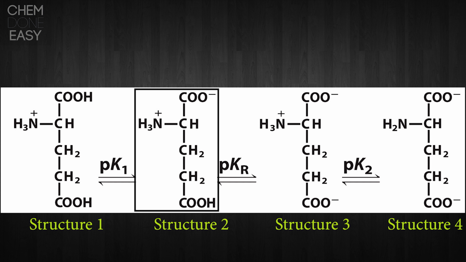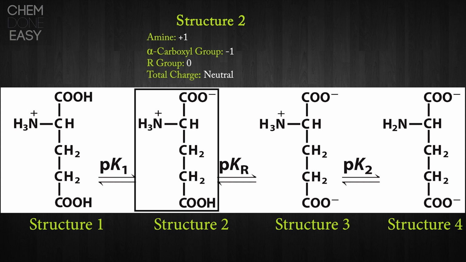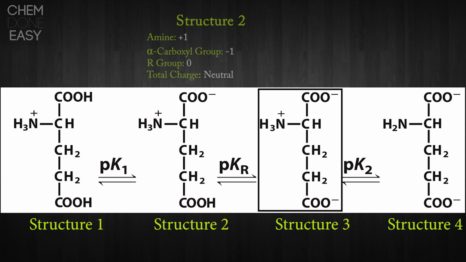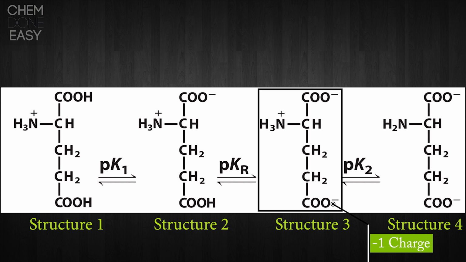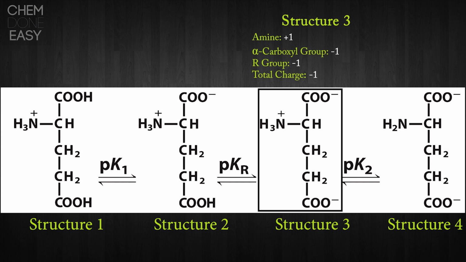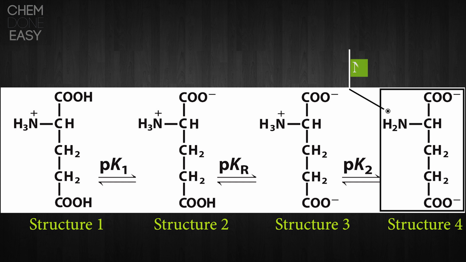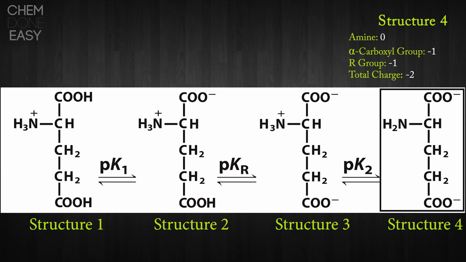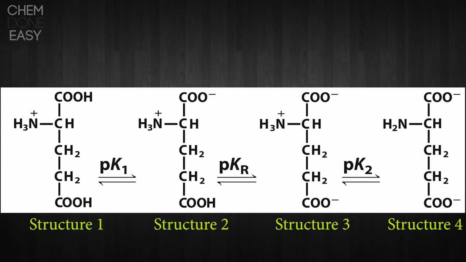Now in structure 2, our carboxyl group has been deprotonated, meaning that the overall charge is now neutral. In structure 3, the side carboxyl group has been deprotonated, meaning that the overall charge is now -1. And finally, the amine group has been deprotonated, meaning that we now have an overall charge of -2. To determine the isoelectric point of glutamic acid, we need to determine at what pH structure 2 will be dominant.